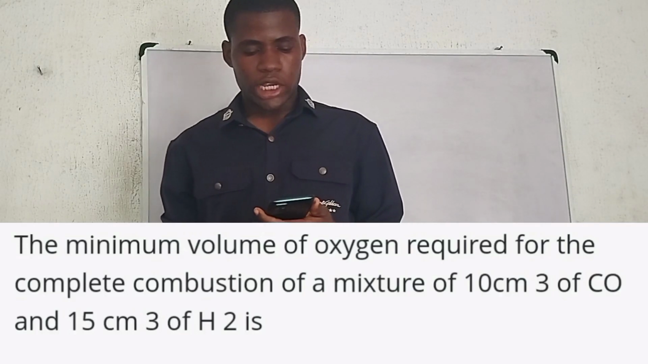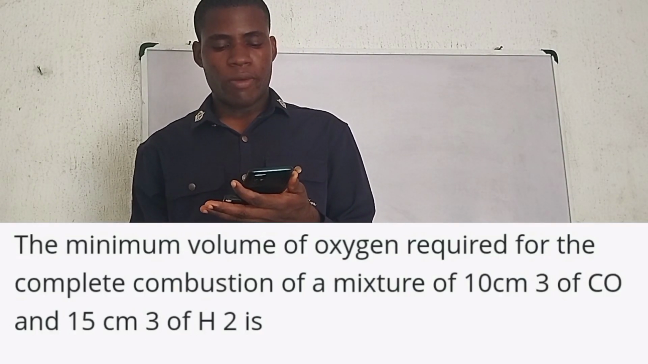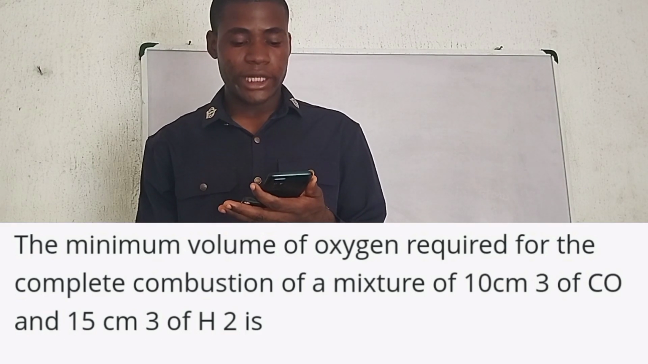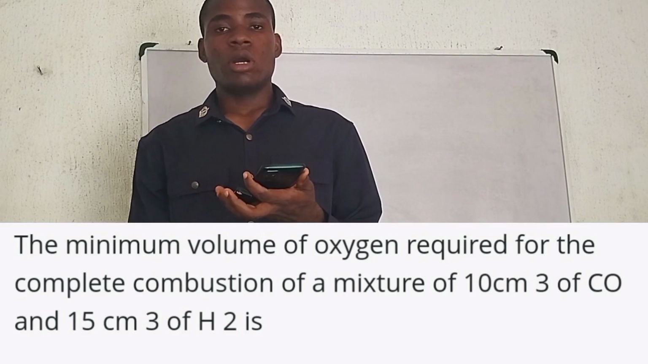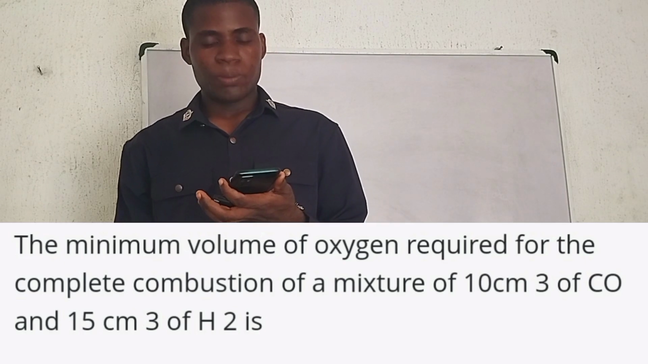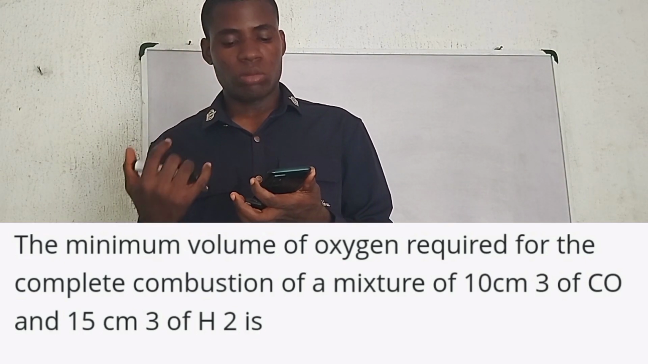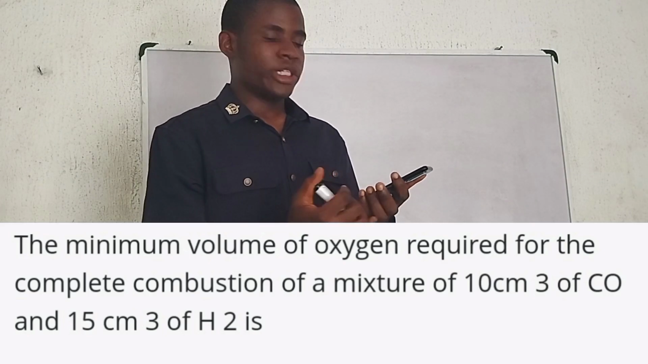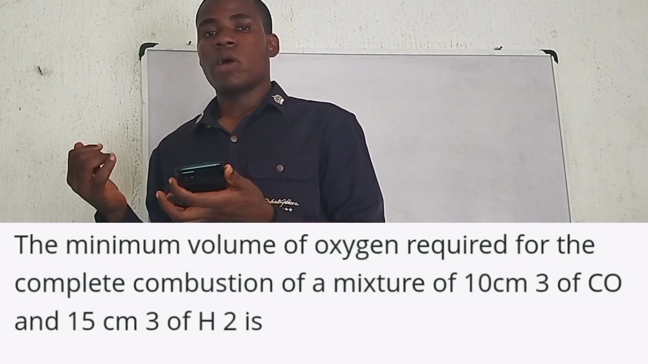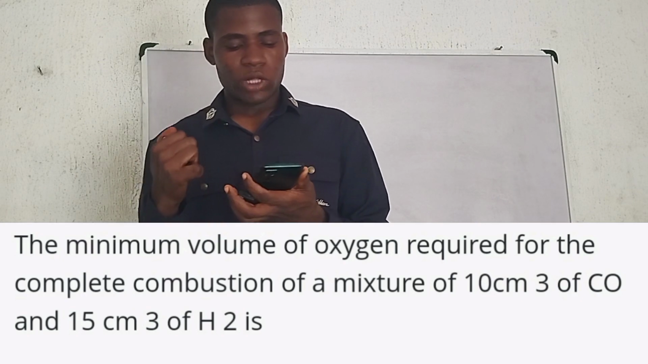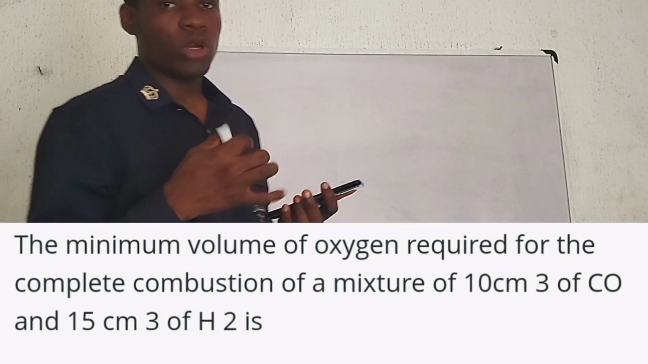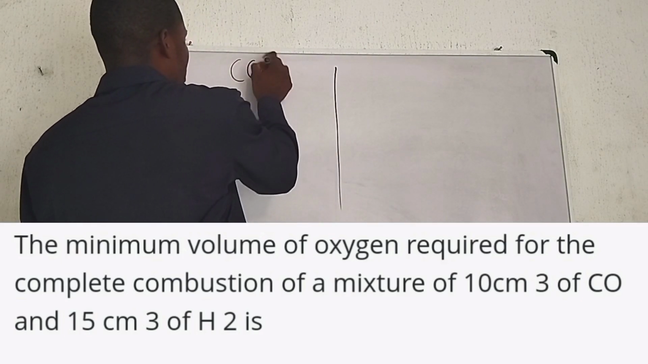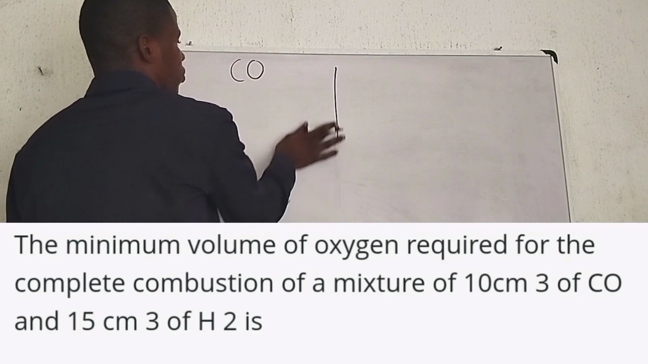The question on my screen says: the minimum volume of oxygen required for the complete combustion of a mixture of 10 cm³ of carbon monoxide and 15 cm³ of hydrogen gas is what? Now this question requires combustion. So I'm saying combustion of carbon monoxide and combustion of hydrogen gas, right? So I have to consider the question in parts.